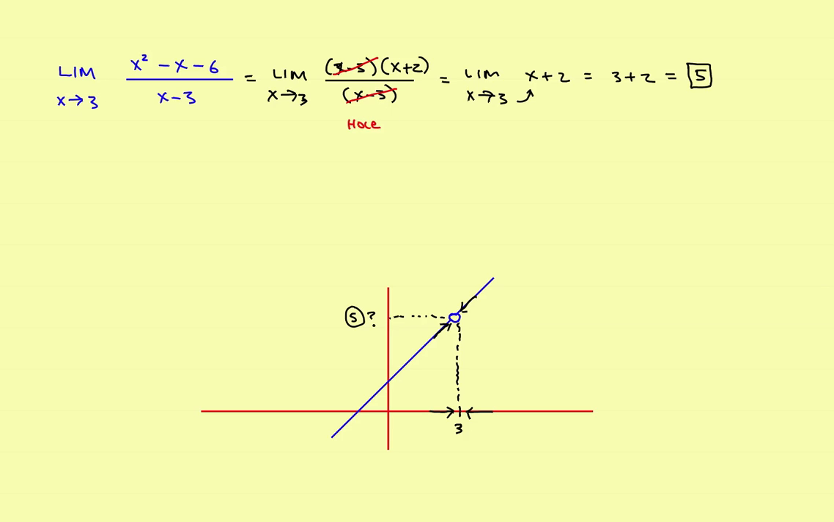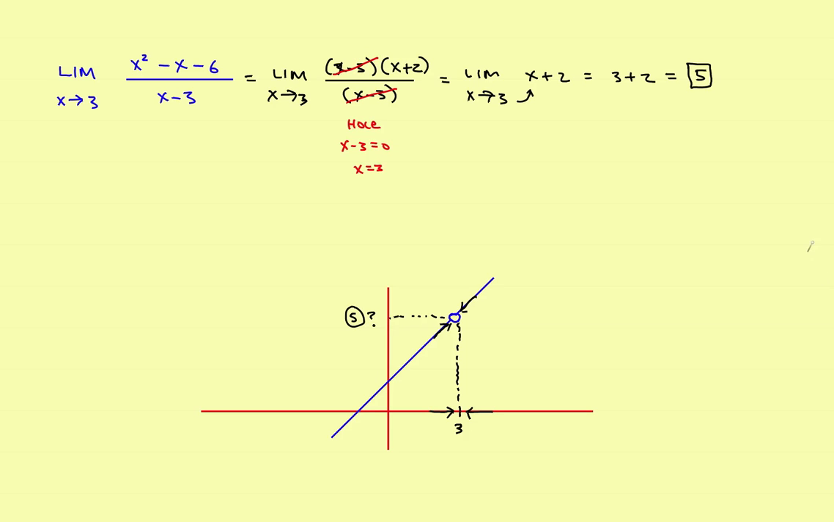So where the hole comes from, once you've got a hole, to figure out where it is, set the denominator equal to 0. So I've got x minus 3 is equal to 0. So I have a hole at x equals 3. So you know you have a hole where x is equal to 3. So again, if you can factor it out, it's a hole. If you can't factor it out, you'll see later on, it'll be an asymptote.